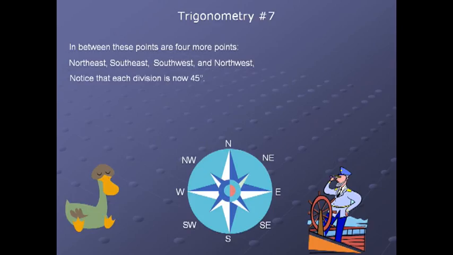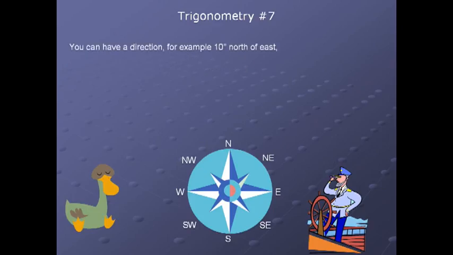Notice that each division is now 45 degrees. You can have a direction, for example 10 degrees north of east, or 10 degrees east of north. But these are different from northeast.